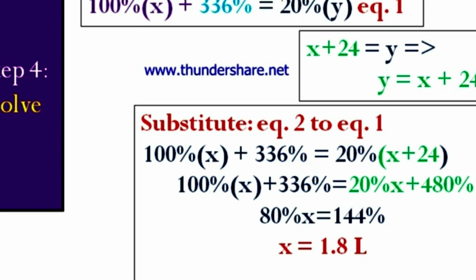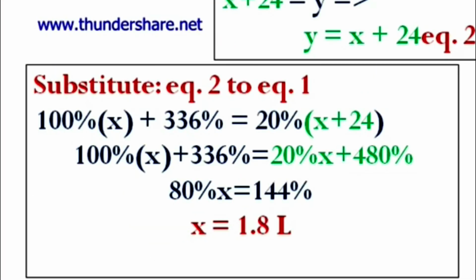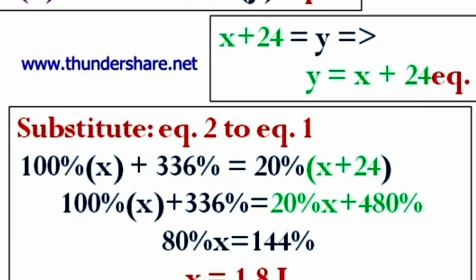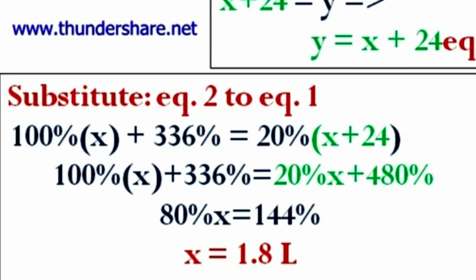100% x plus 336% is equal to 20% times x plus 24. Simplify or distribute 20% to that. So that becomes 20% times x plus 480%. And then we further simplify all common terms together.